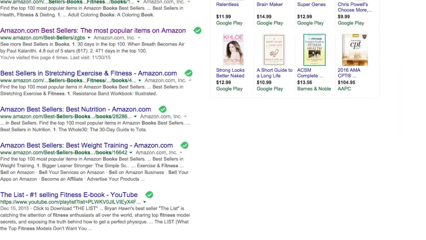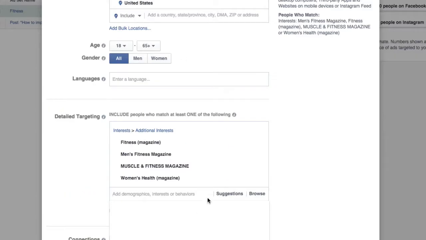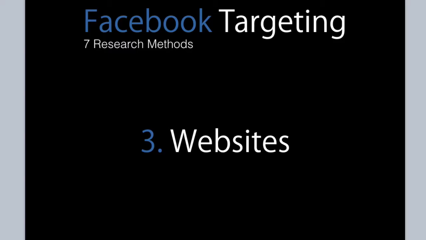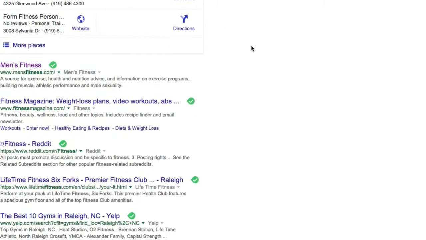Yeah, so it looks like magazines is probably going to be our best bet in this particular niche. So we have that worked out. That would be a pretty decent ad set as well. Okay, let's jump over to websites and see what kind of websites our users might visit. So with this one, I think we could just type in fitness. I think that'll probably give us what we want.